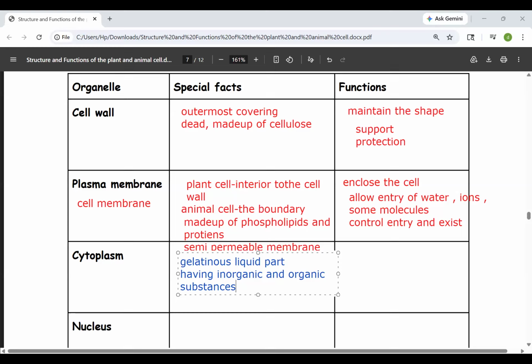Right? Then functions we will write. Maintain the shape. They are cell organelles.